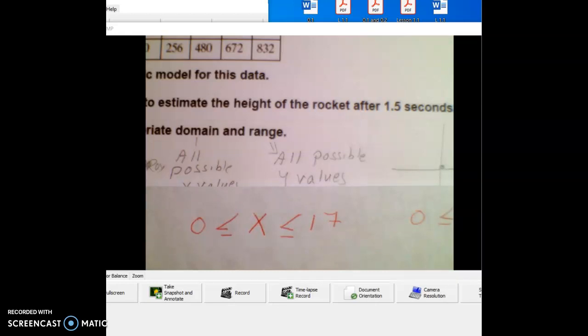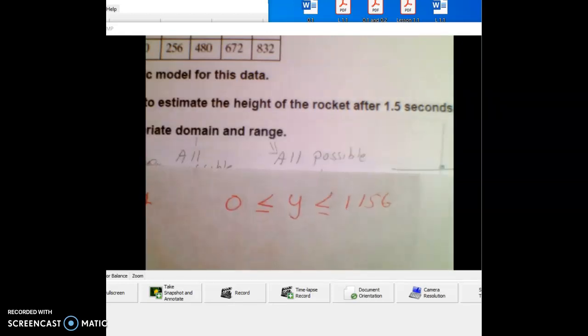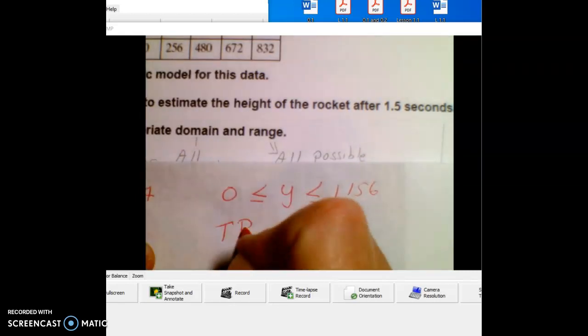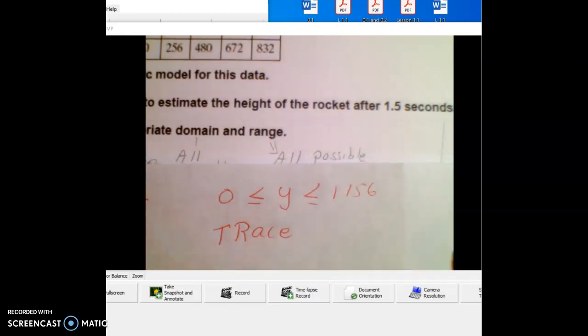If you need to stop and write it down, stop and write it down. And over here, here's the range. And we used the trace key for that. And I'm just going to write that down to remind you. So it was the trace key to approximate the values.